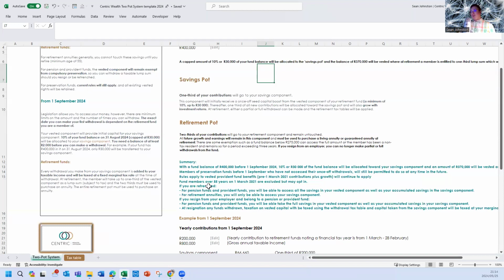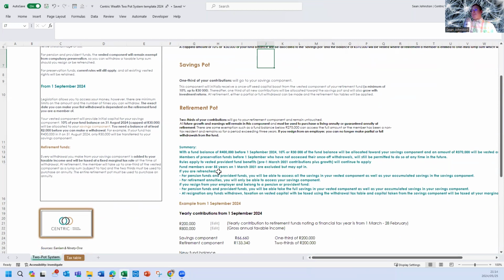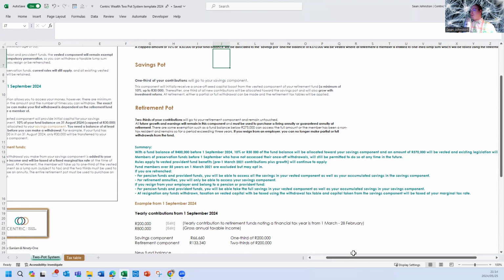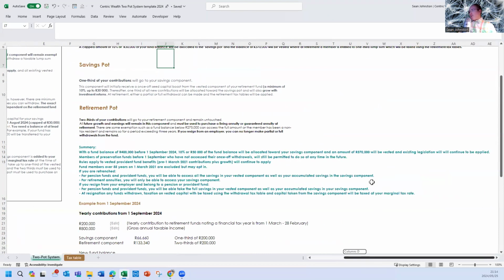We'll get to that. So in summary, with a fund balance of 400,000 Rand before the 1st of September, 10% or 30,000 of the fund balance will be allocated towards your seed capital, and the amount of 370,000 will be invested, and existing legislation will continue to be applied. Members of preservation funds before 1 September who have not accessed their once-off withdrawals will still be permitted to do so at any time in the future.